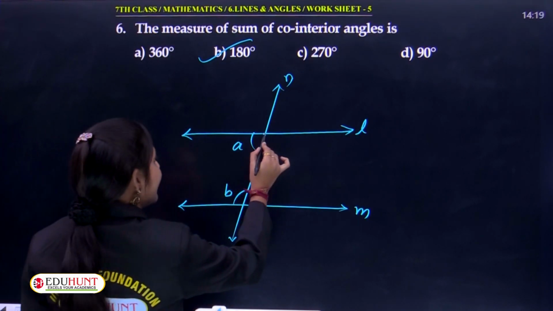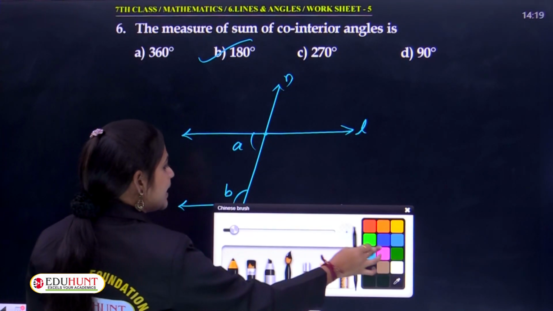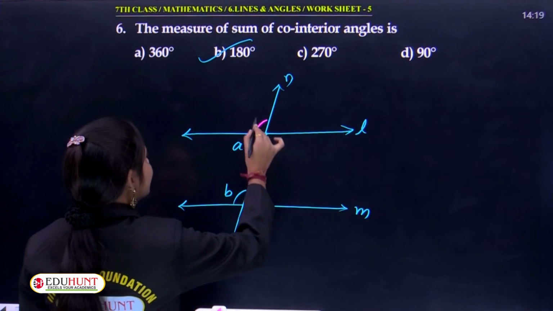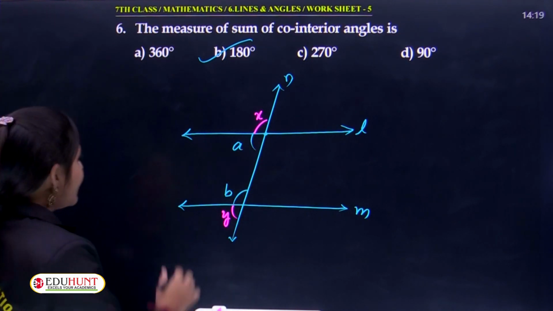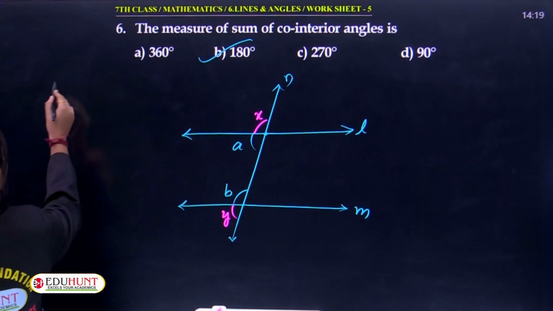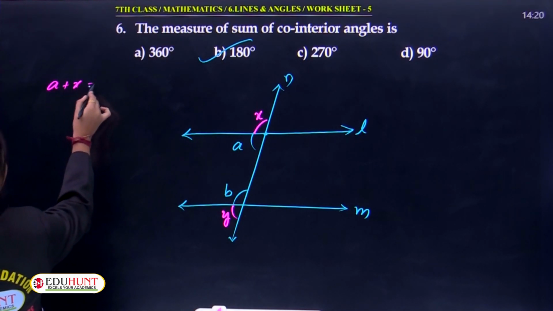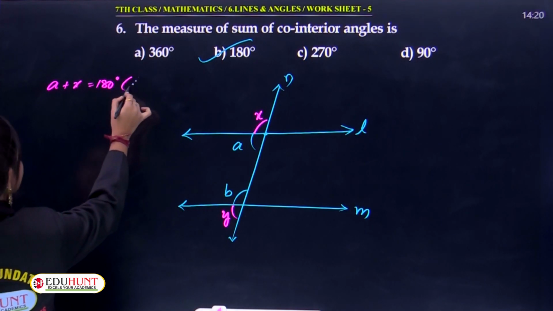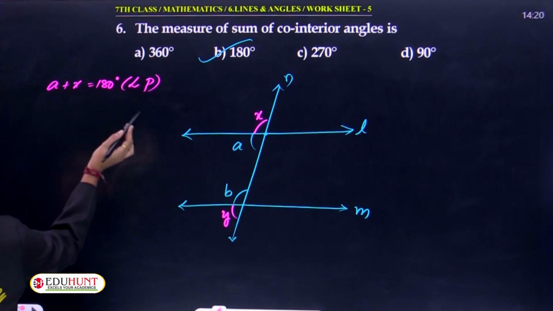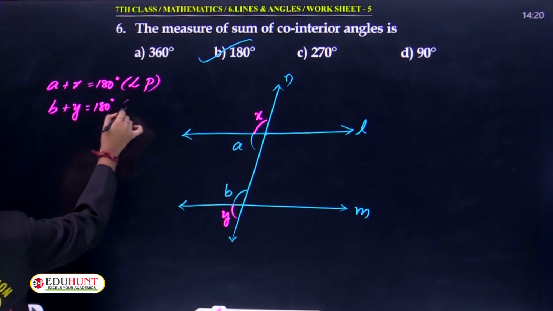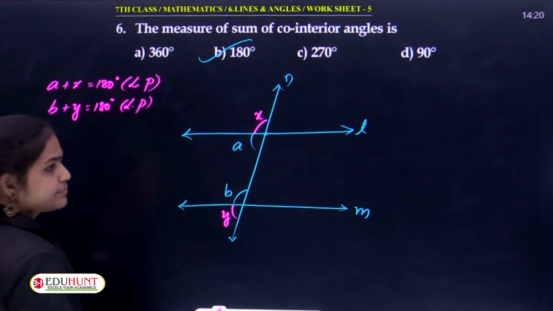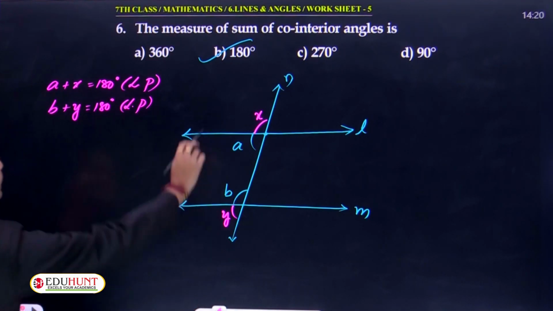At this point I am taking another angle. Here this is some X and this is Y. Now as per this, A plus X is equal to 180 degrees. Why? Because of linear pair. And in the same way, B plus Y is equal to 180 degrees. Why? Because that is also a linear pair. Clear?